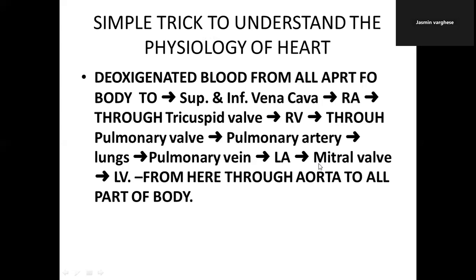From the right atrium, deoxygenated blood will come to the right ventricle. From the right ventricle, through the pulmonary valve and the pulmonary artery, it goes to the lungs, where purification takes place. From there, it will come to the left atrium, and from the left atrium through the mitral valve to the left ventricle. From the left ventricle, through the aortic valve to the aorta. From the aorta, it will go to all parts of the body.